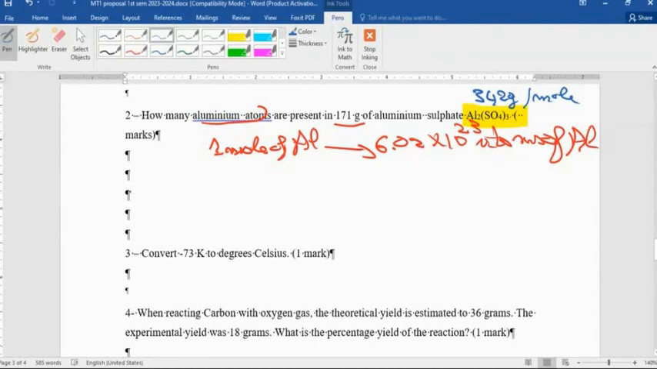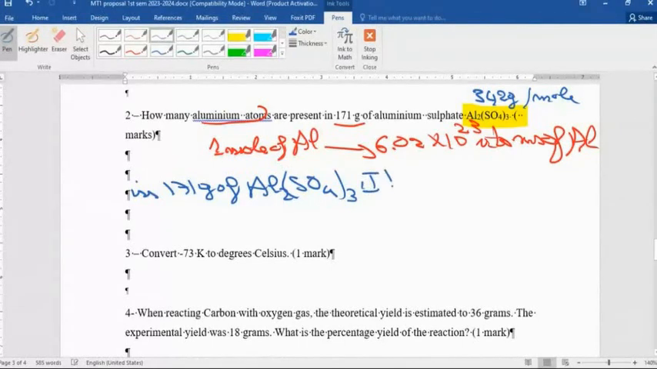So the question here will be, in 171 grams of aluminum sulfate, here I give you the method, which I call the turtle method, step by step. How many moles I will have in 171 grams of aluminum sulfate? There is, or I have 171 divided by 342, 0.5 moles of aluminum sulfate. I don't need the calculator, I don't need anything.